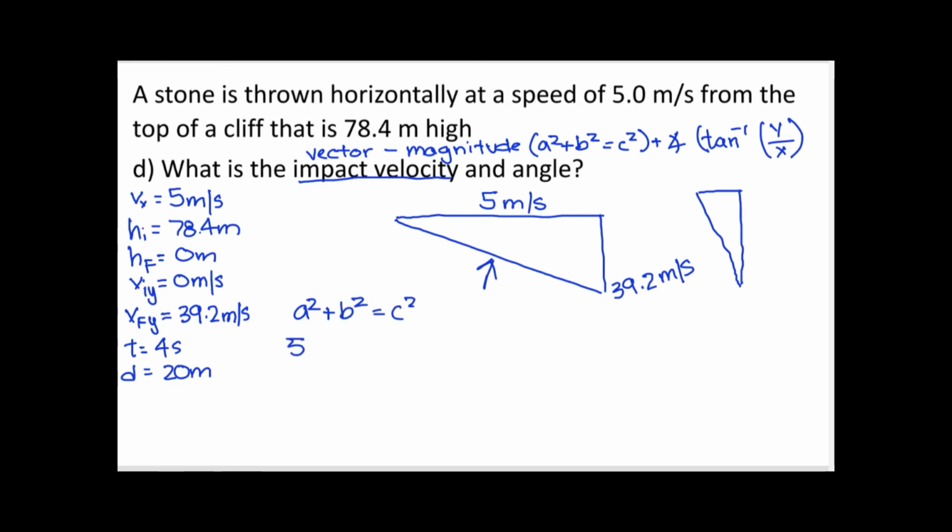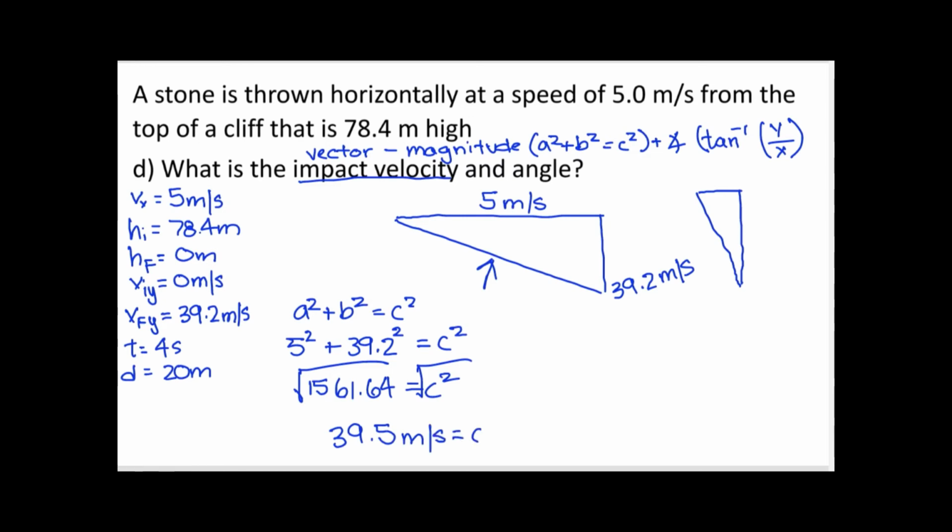So we're going to do 5 squared plus 39.2 squared. Let me erase this because I made a dot there. Okay, so the first thing we're going to do is that. And when I put it in my calculator, I got 1561.64 equals c squared. And I'm just going to take the square root of that. And I got 39.5 meters per second is c.